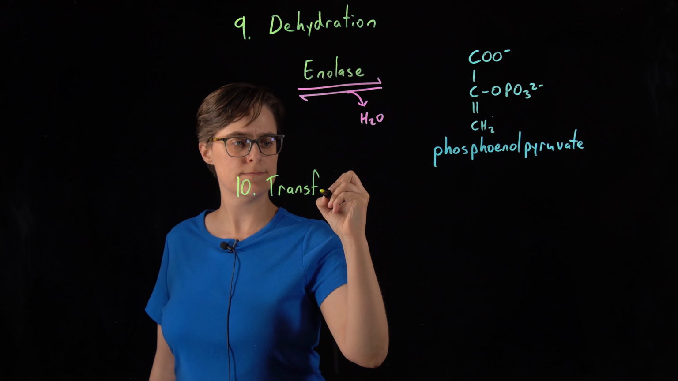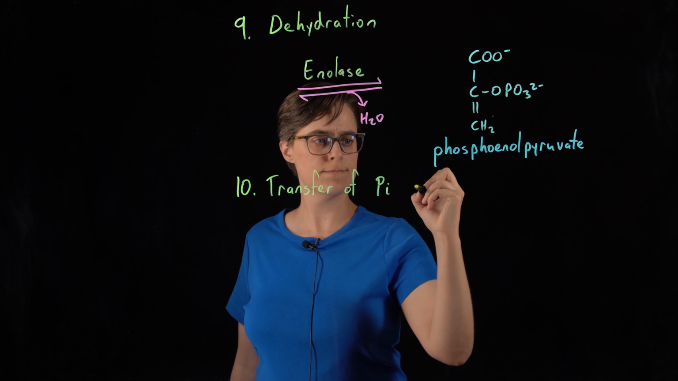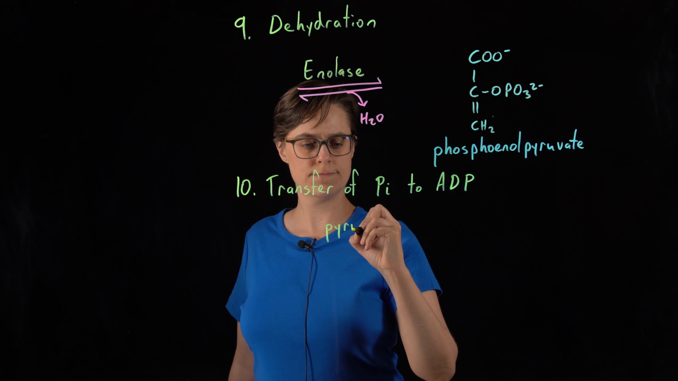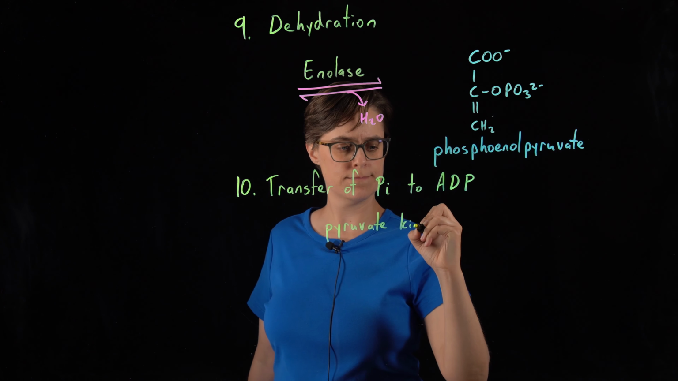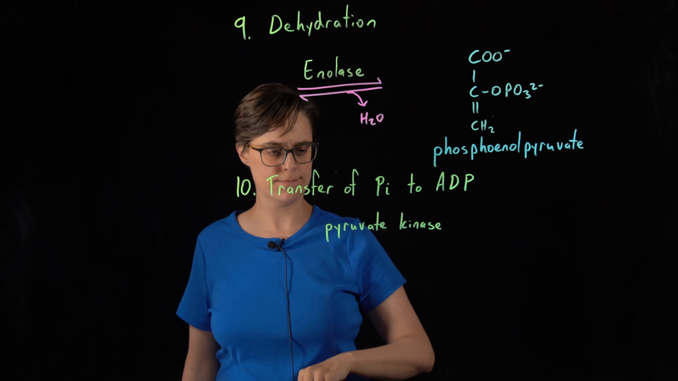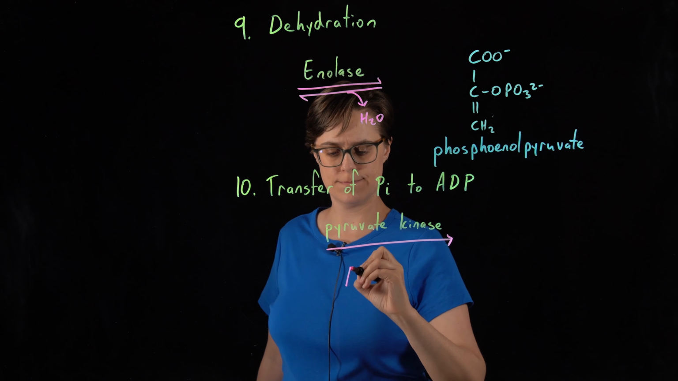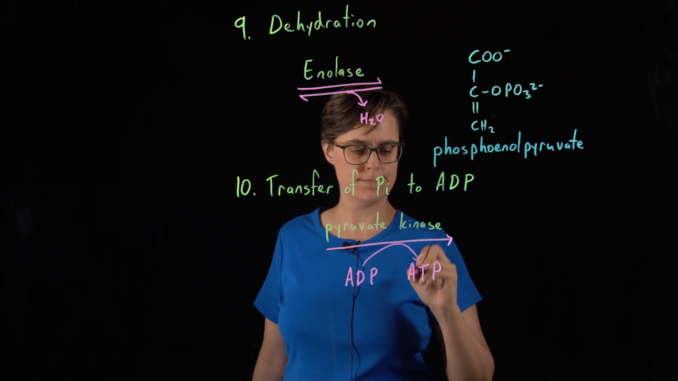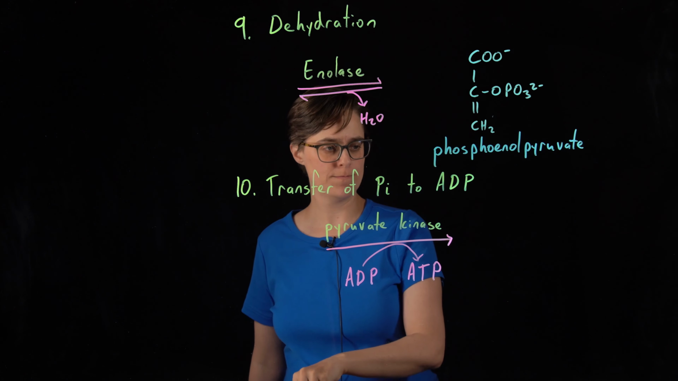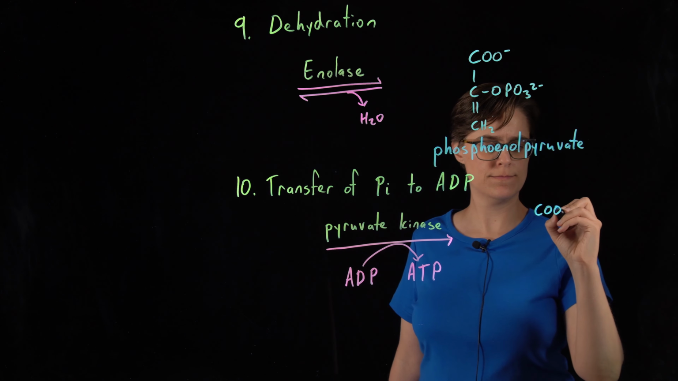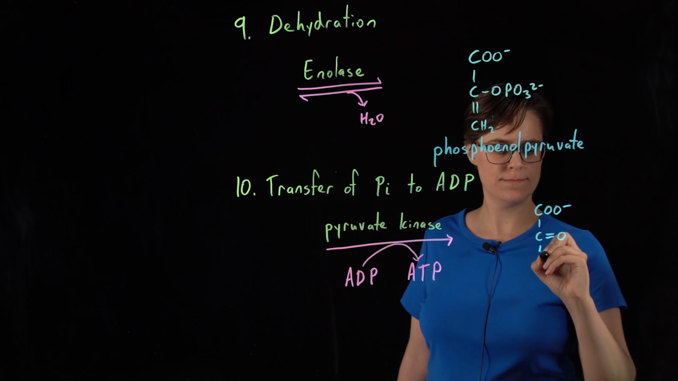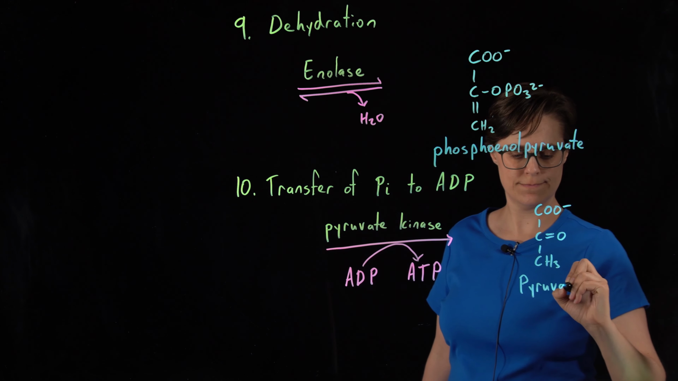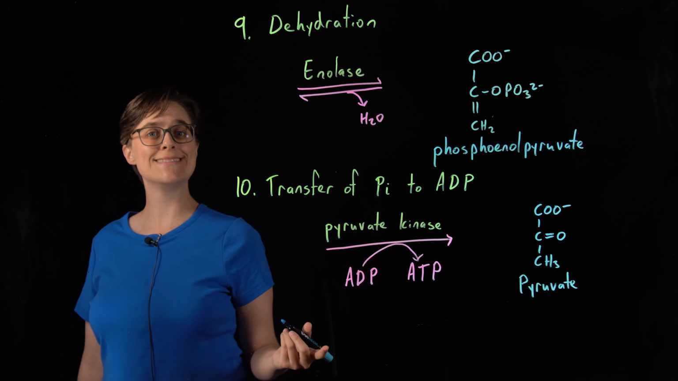And last but not least, step 10, transfer of inorganic phosphate to ADP. This is catalyzed by the enzyme pyruvate kinase. It's an irreversible reaction, and we are finally making some energy. So ADP, adenosine diphosphate, is lower in energy than ATP, adenosine triphosphate. And when we break that phosphate group off of our reactant and add it to the ADP, we end up making a higher energy molecule in the form of ATP. And our product is pyruvate.